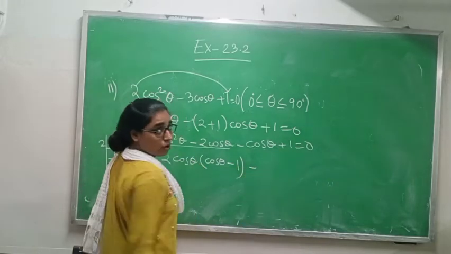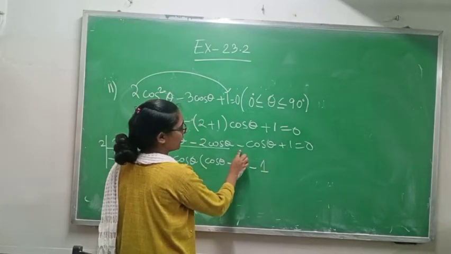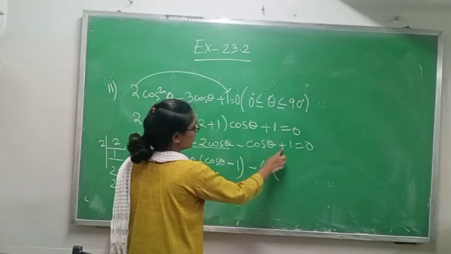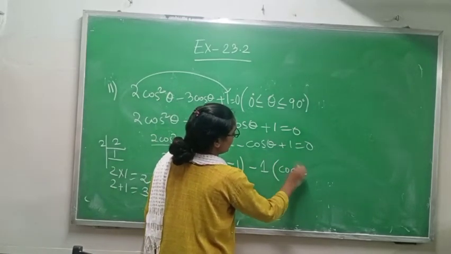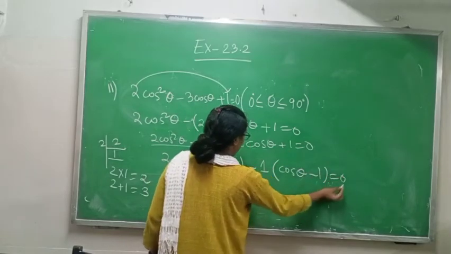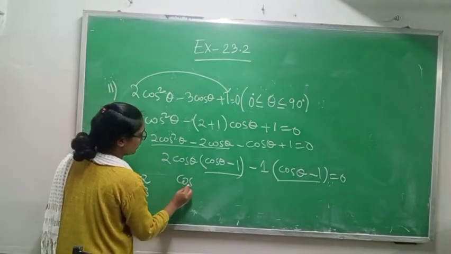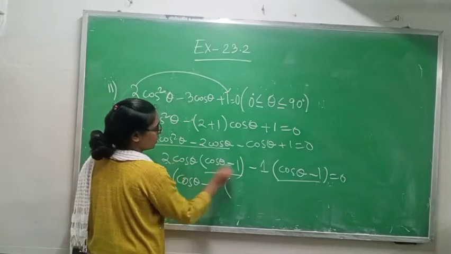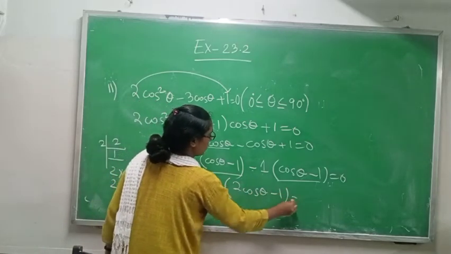Here nothing is common, so you have to take minus 1 common. When you take minus as common, the sign will change; it is plus, now it will become minus. Now see, both brackets are the same, so you will write cos theta minus 1 and 2 cos theta minus 1 equals 0.